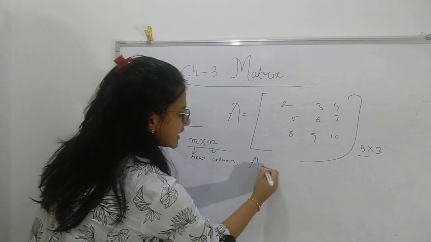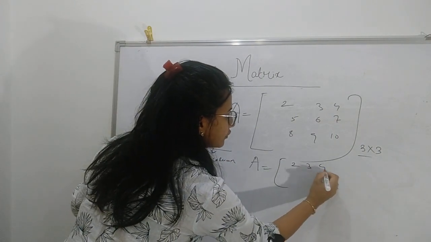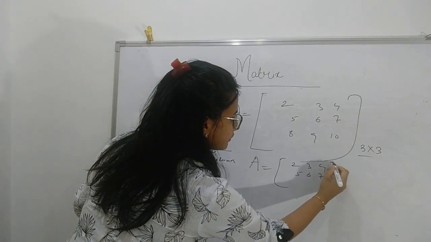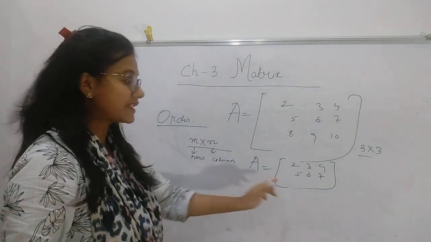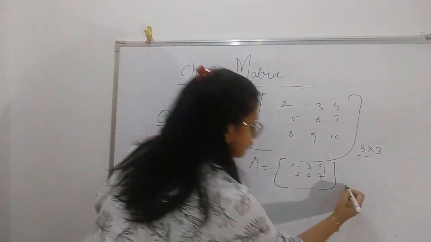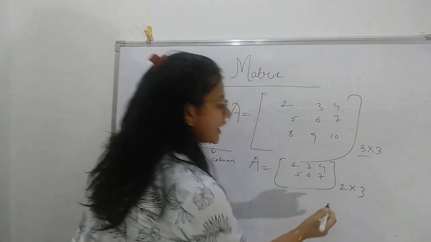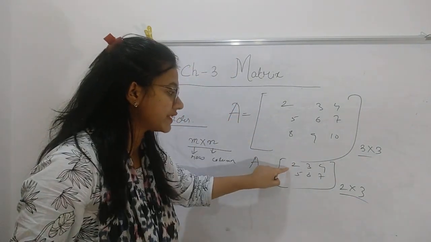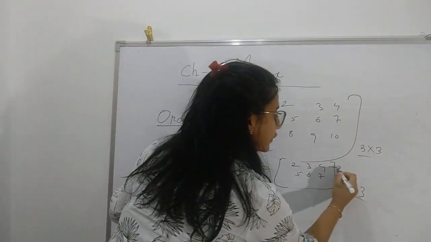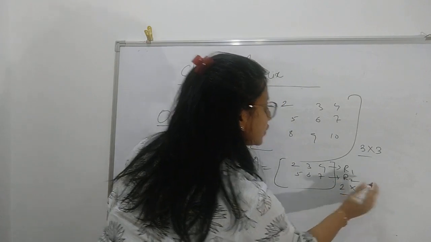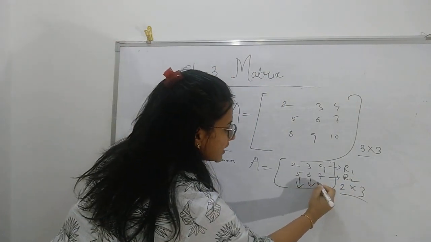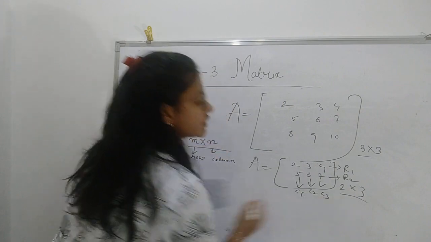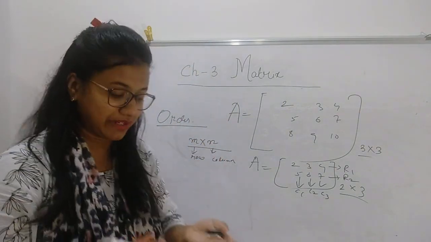So another matrix A is equal to, suppose, 2, 3, 4, 5, 6, 7. What is the order of this matrix? The order of this matrix is 2 into 3. Why 2 into 3? Because there are 2 rows: 2, 3, 4 is row 1 and this is row 2. 2 rows are present and 3 columns are present, C1, C2, C3. So this is the order of the matrix.